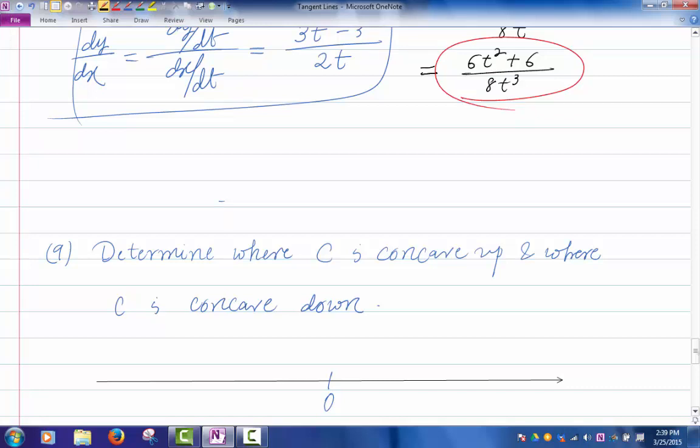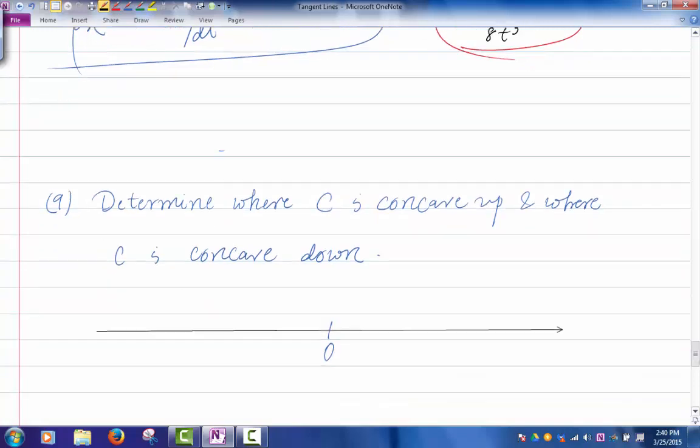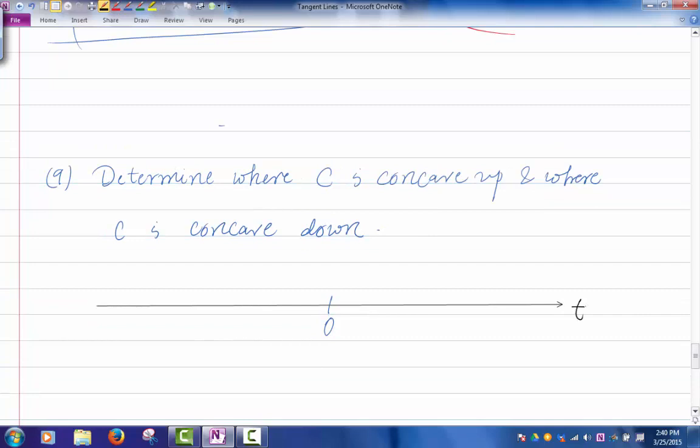Positive. The numerator is at least 6, right? Because t squared is always non-negative, so at best t squared is 0. So the numerator of the second derivative is always positive, so I'm never going to get 0. So the only other thing to look at is when this is undefined, at 0. So the only point I care about here is 0. So this is again the t-axis, and I have 0 labeled there.